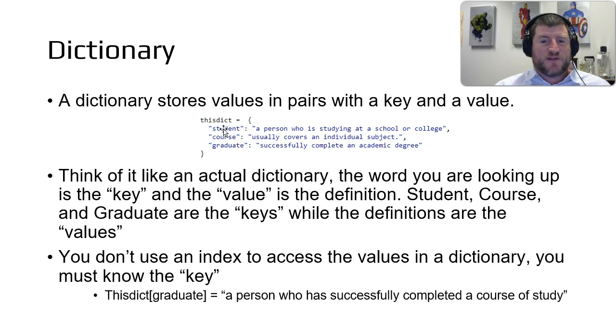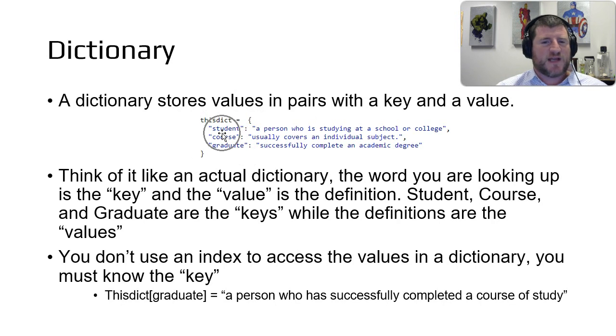Now the key is going to be a string. In almost every instance, the key is a string, but the value can be anything. In this case, it's all strings, but it could be a float or an integer or a Boolean. It could be anything. It could even be a list if you wanted it to be. Now, the key can also be a list, but we're not.